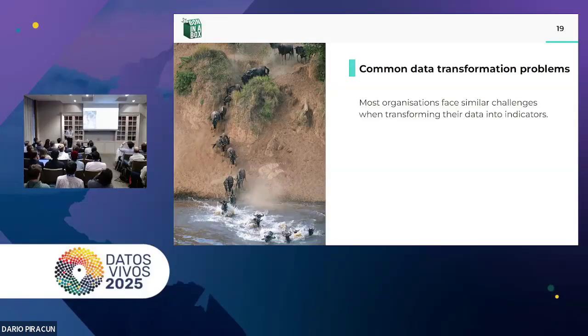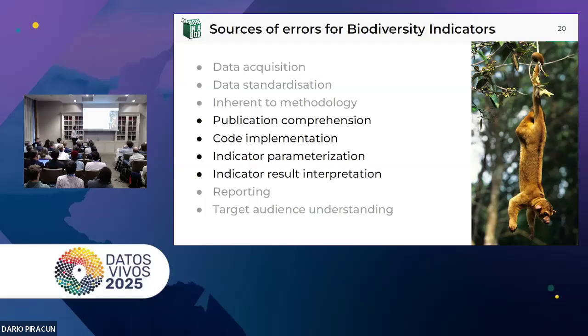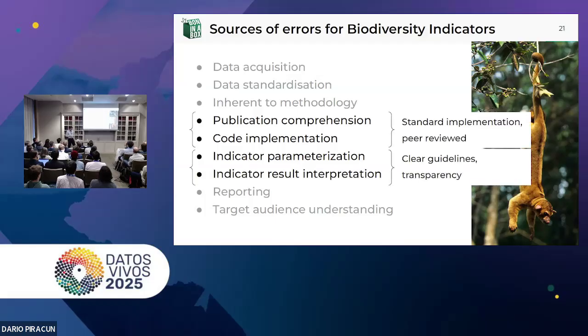Common data transformation problems. The indicators are not always accurate because we make so many mistakes or imprecisions. The ones we look towards in Bon in a Box are those. So understanding the methodology correctly, implementing it correctly, while we have this peer review process that helps to remove these errors, misunderstandings that could happen.